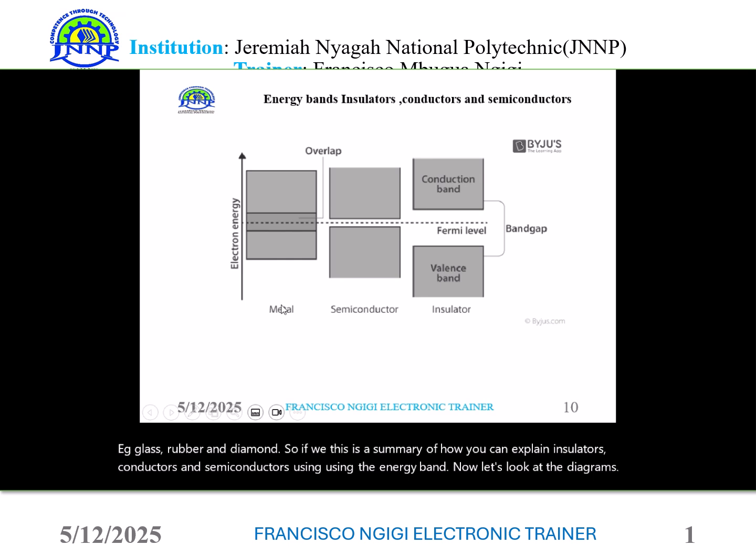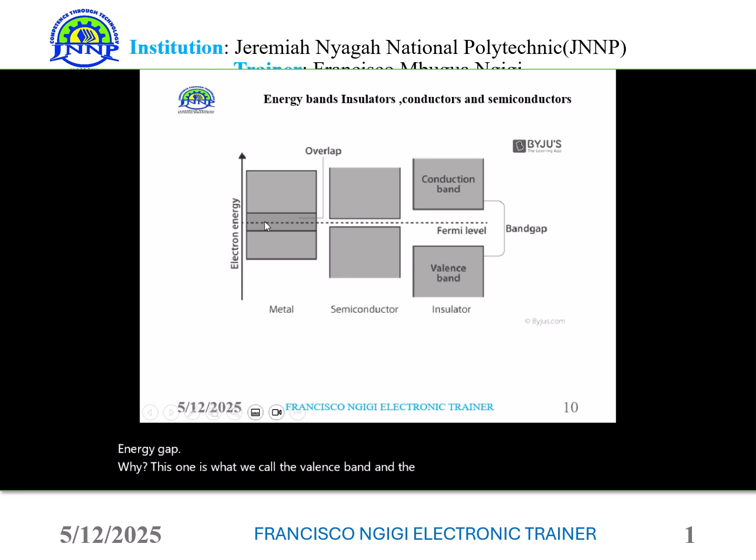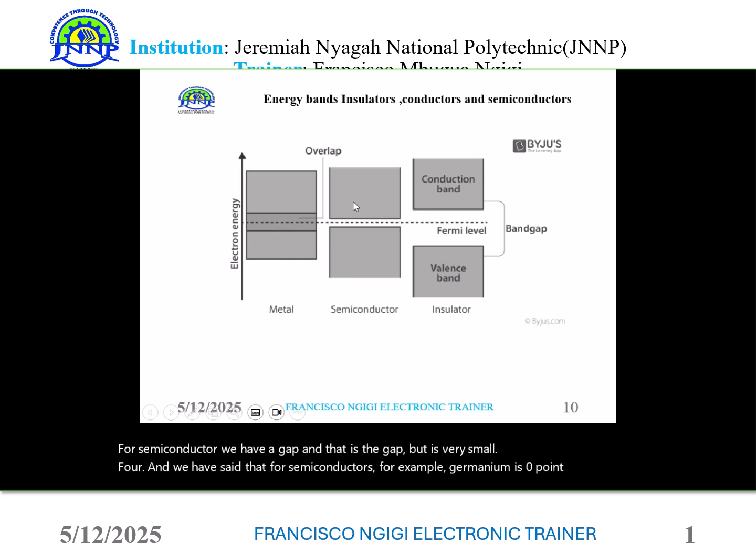For metals, you can see that we don't have that energy gap. Why? This is what we call the valency band and the conduction band, and they overlap. For semiconductors, we have a gap, but it's very small. We have said that for semiconductors, for example, germanium is 0.66, and silicon is 1.12 electron volts.